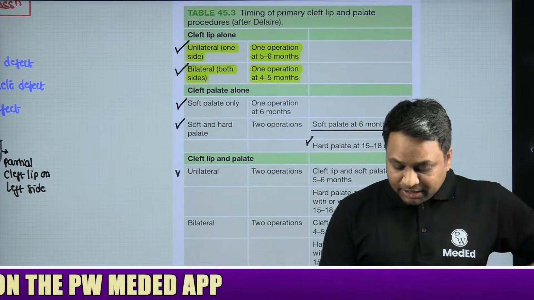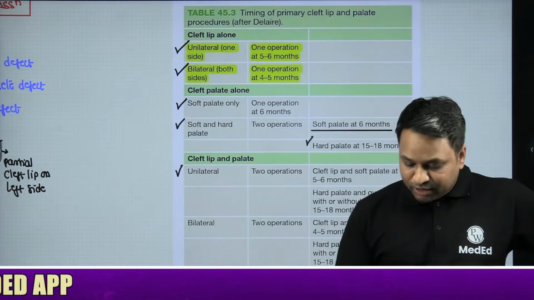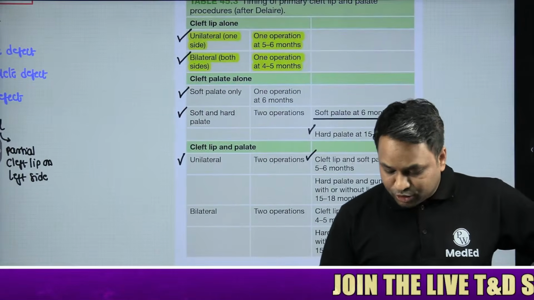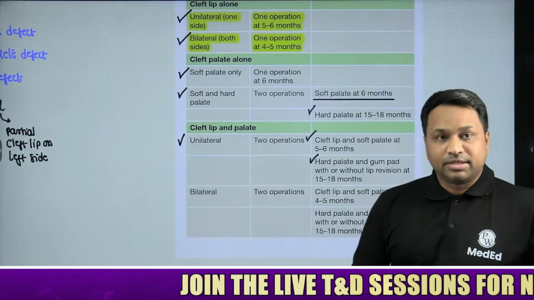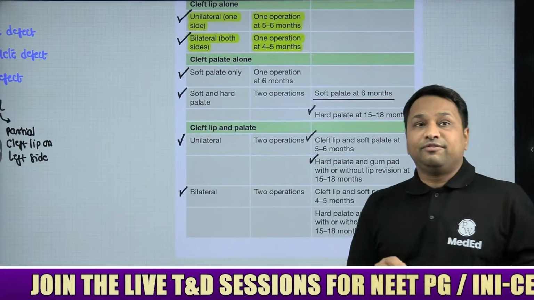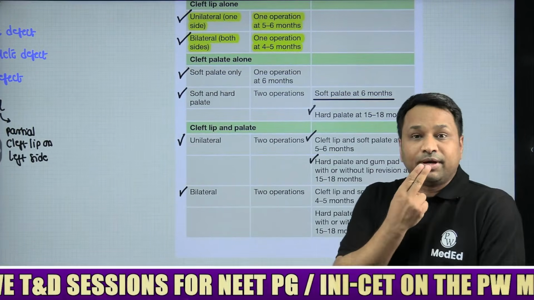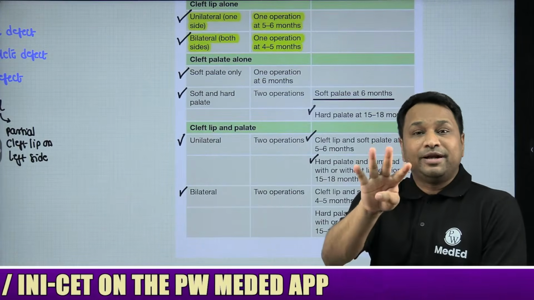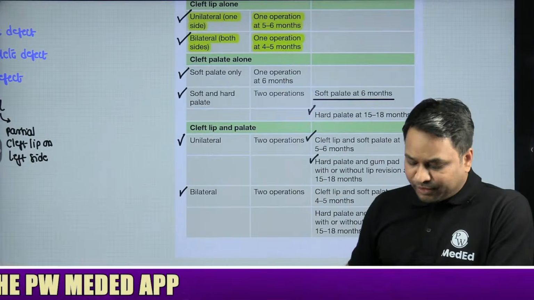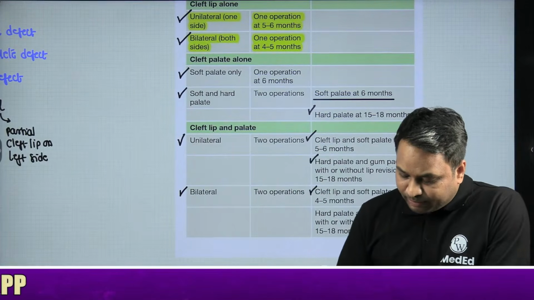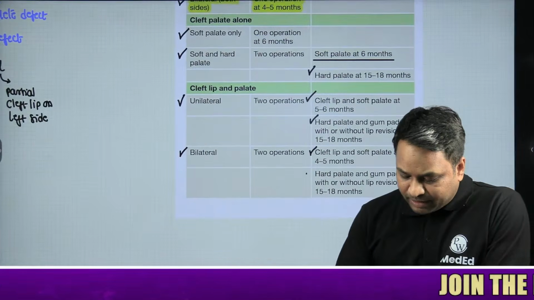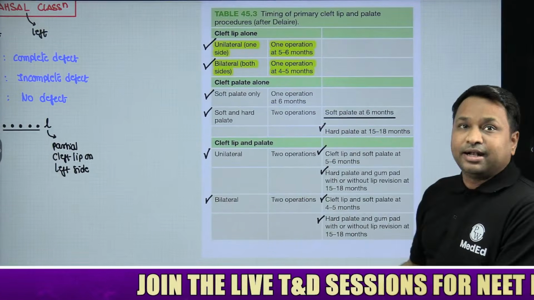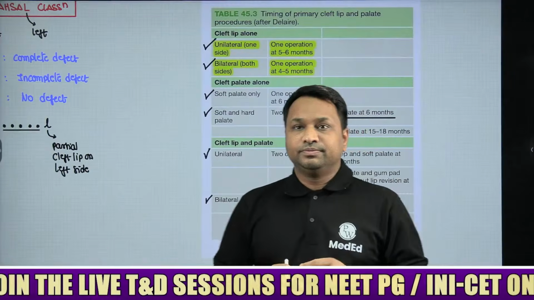Now, if it's a unilateral cleft lip and palate together, then you have to do 2 surgeries. The first is cleft lip at 5 to 6 months. The hard palate should be done at 15 to 18 months, right? Same if it's a bilateral cleft lip and palate. The bilateral cleft lip with soft palate will be repaired in 4 to 5 months, and then the hard palate at 15 to 18 months. They've asked you this multiple times, the repair criteria of each individual.